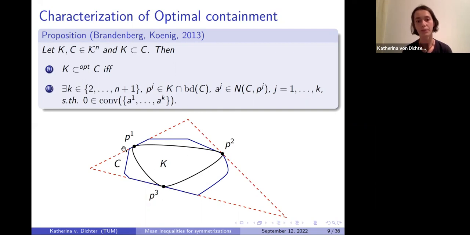Here is an example, the picture. We have that the black set is K, which is optimally contained in the blue set C. And we have the touching points P1, P2, P3 between the boundary of K and the boundary of C. And if you check the outer normals at these points, they all have 0 contained in the convex hull of them.